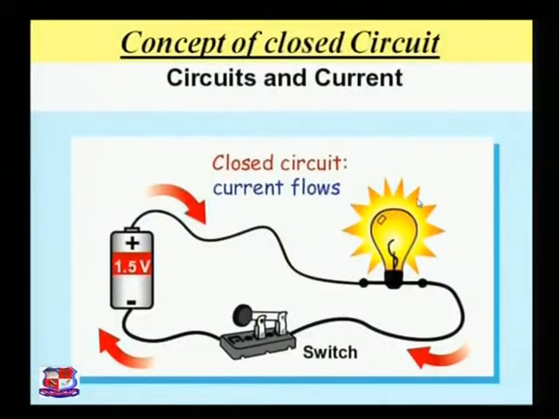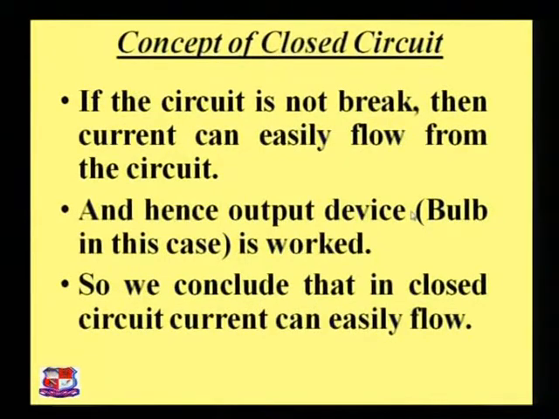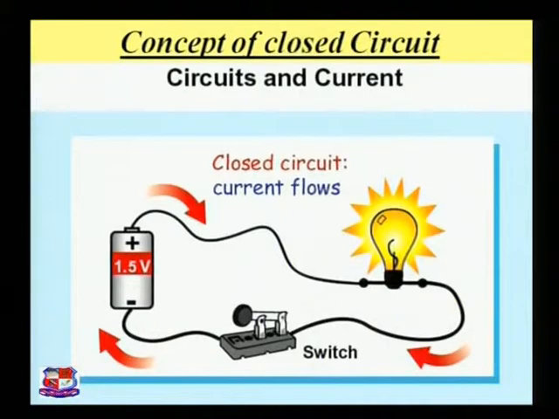The concept of a closed loop circuit. If the circuit's path is not broken, then the current can easily flow through the circuit, because electrons now have a path to flow directly, and hence the output device, the bulb in our case, works. So we can conclude that in a closed loop circuit the current can easily flow.